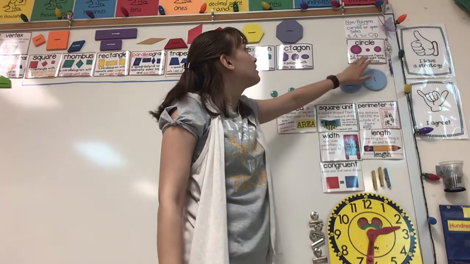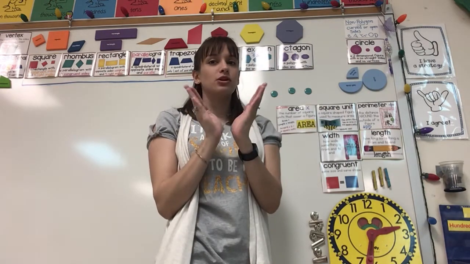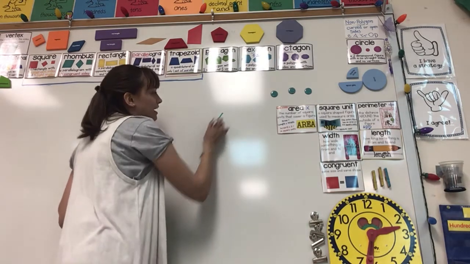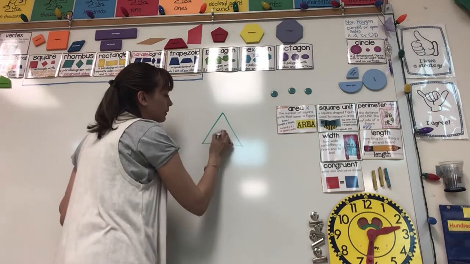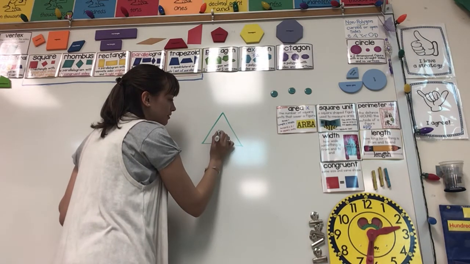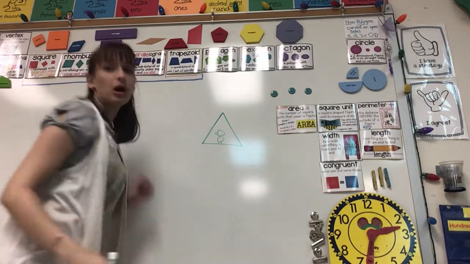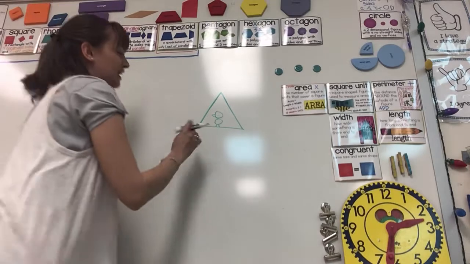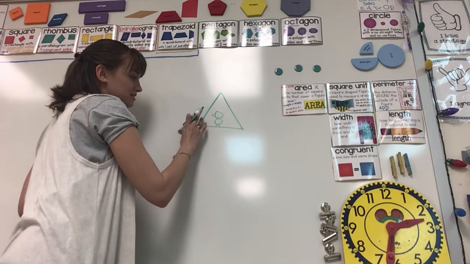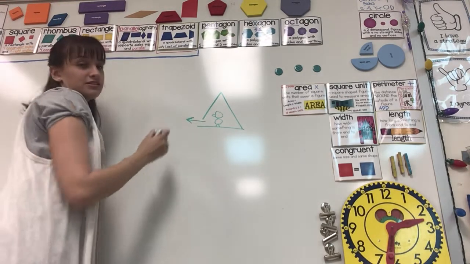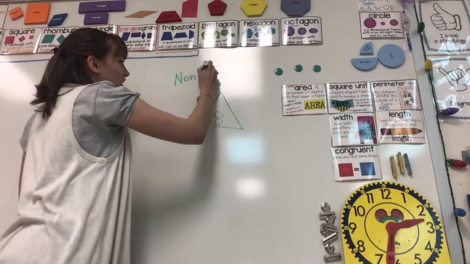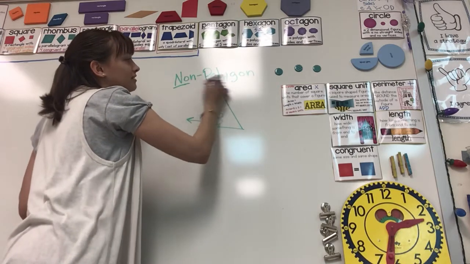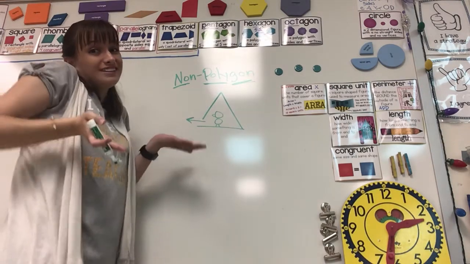Non-polygons. Non-polygons have either curved sides or open sides. My way to remember a polygon: if we have a shape and Polly's a bird, this could be a house for Polly. However, if I open this side, Polly could escape. So it'd be a non-polygon because no Polly, he's gone, he escaped.